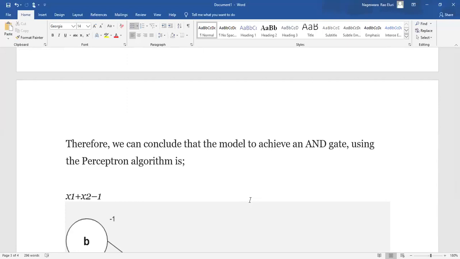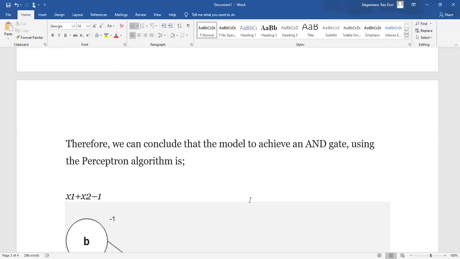Here I assumed weight 1 is 1, weight 2 is 1 and bias is minus 1, and we are taking the input values x1 and x2 from the logical table representation, because we are taking two input values. There are four choices: 0 0, 0 1, 1 0, 1 1. We substitute all these values in the perceptron formula and perceptron network, and we got all the output values correct.